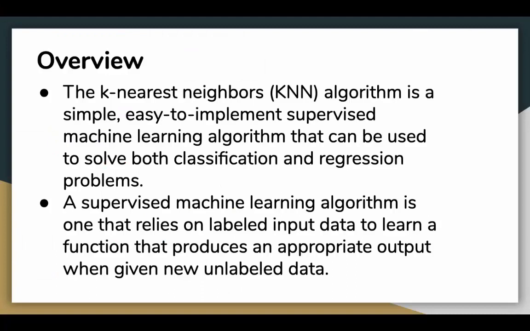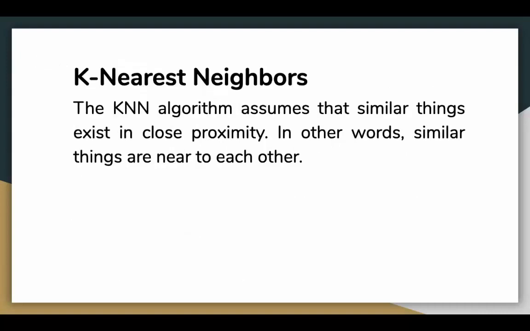The K-Nearest Neighbours algorithm is a simple, easy to implement supervised machine learning algorithm that can be used to solve both classification and regression problems. Now, a supervised machine learning algorithm is one that relies on labeled input data to learn a function that produces an appropriate output when given new unlabeled data.